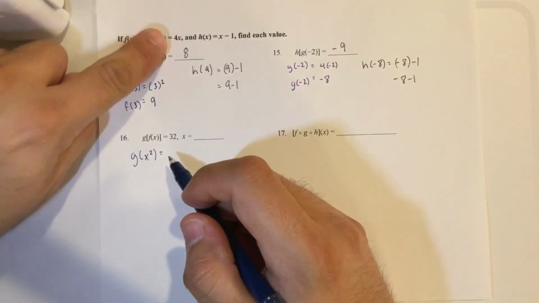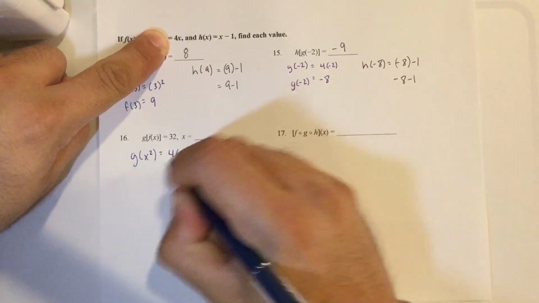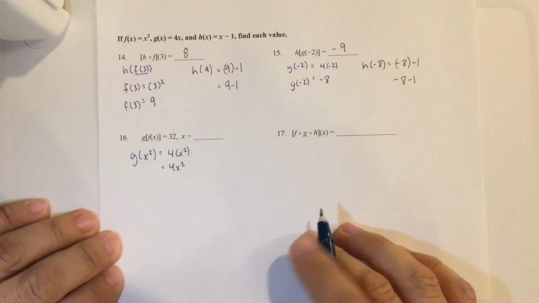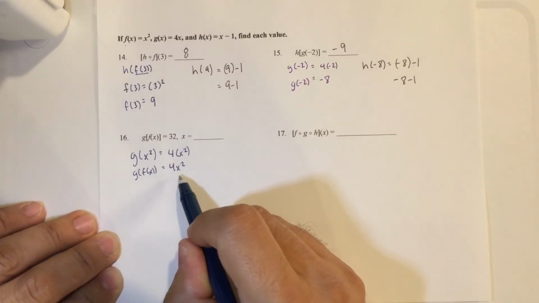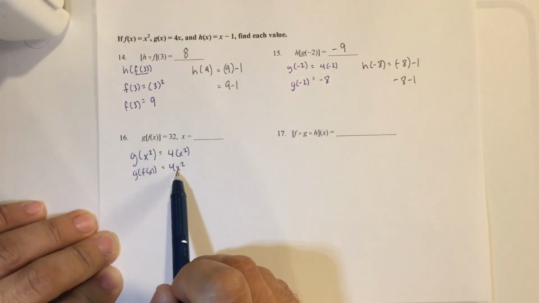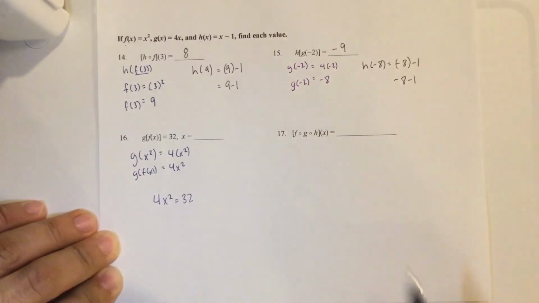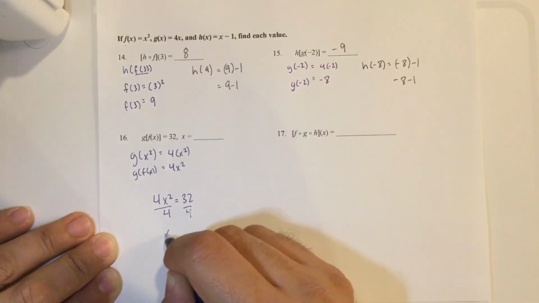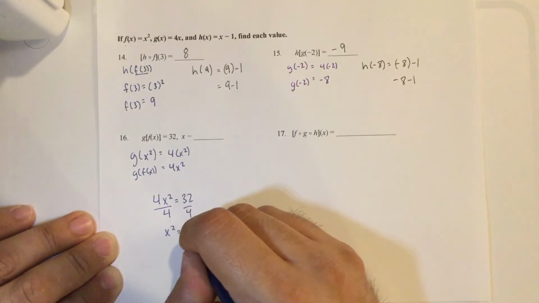So g is 4, so 4, plug in this for x. When I simplify it, it is 4x squared. So now I know that g of f of x equals 4x squared. Now I can substitute 4x squared for this expression. So now we have 4x squared is equal to 32. From here we can solve this. First thing we do is divide both sides by 4. x squared is equal to 32 divided by 4, which is 8.